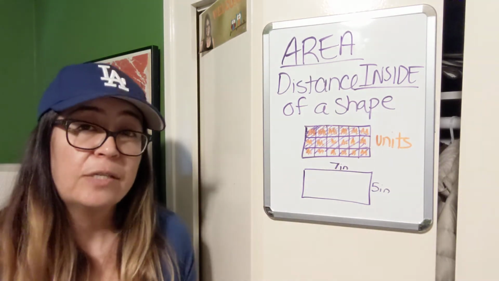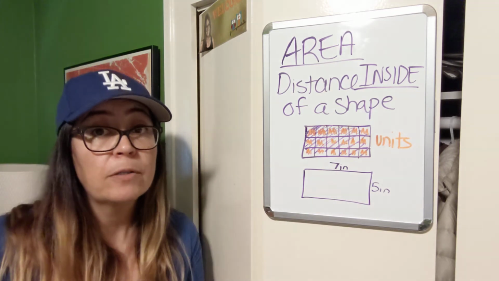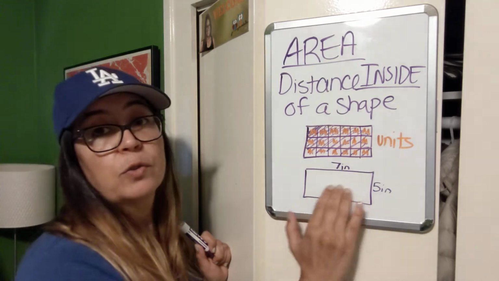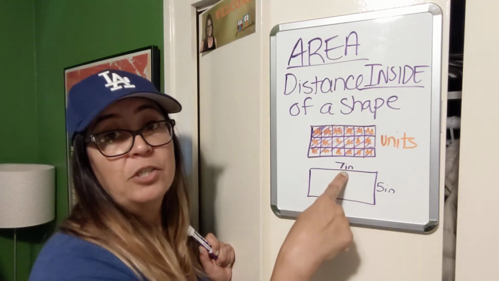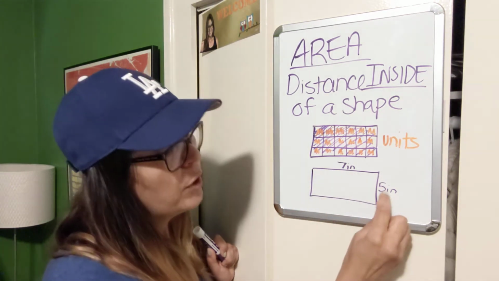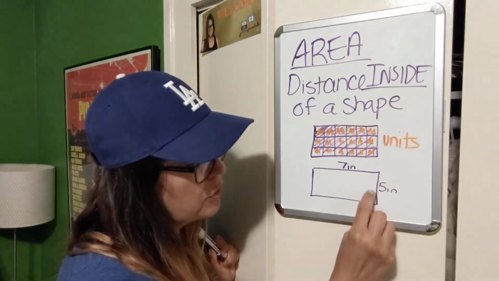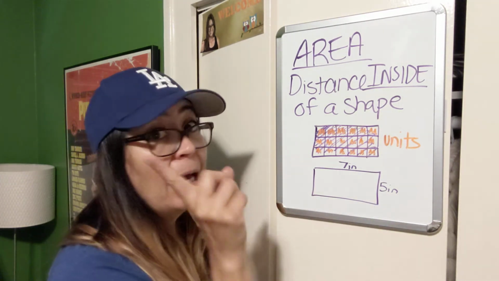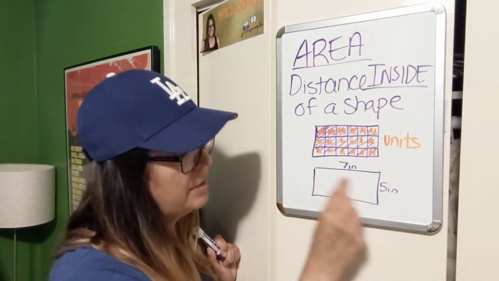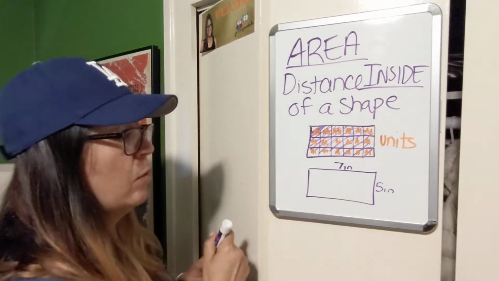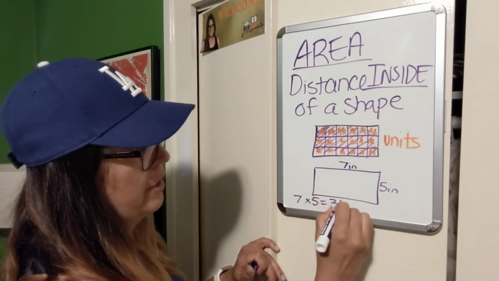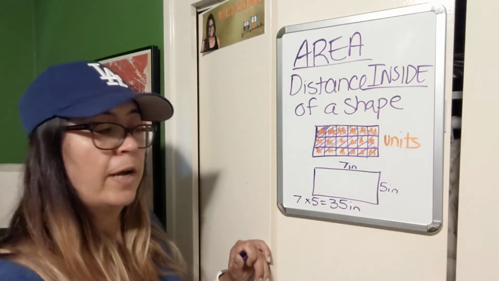Now remember guys, area is related to multiplication. Area models multiplication, okay? So since we don't have the little squares, but we do know this is 7 inches, we're imagining that we have 7 little inch squares here. And we're imagining that we have 5 little inch squares going down. And that would lead us to multiplication. 7, 5 times, 7, 7, 7, 7, right? 7 times 5 would equal 35 inches, right?